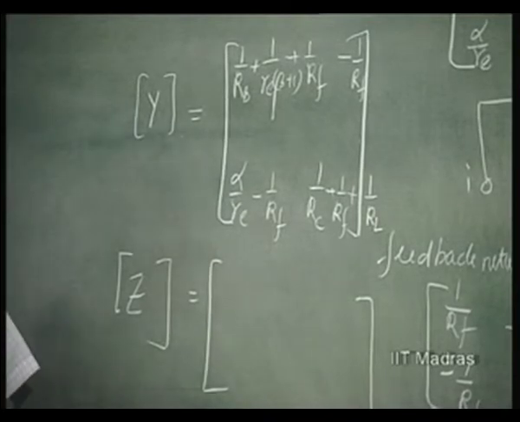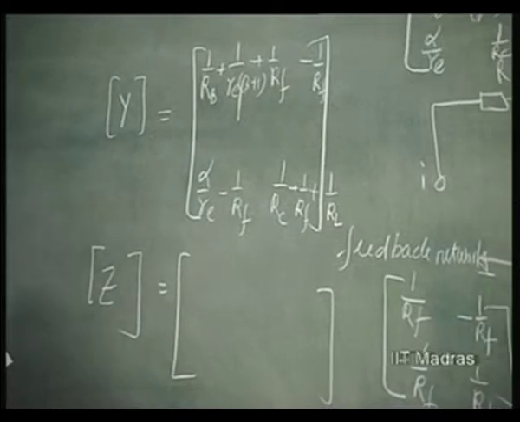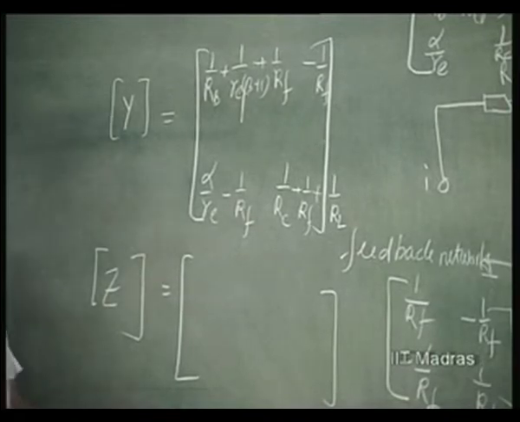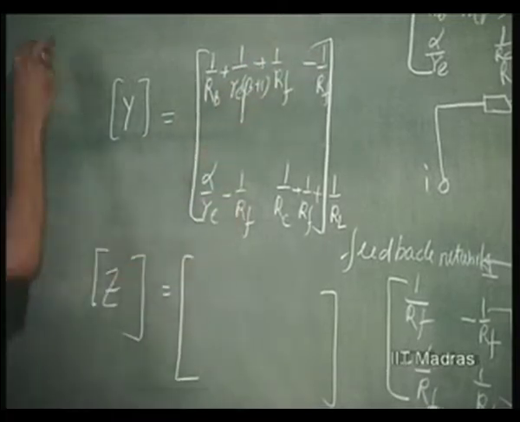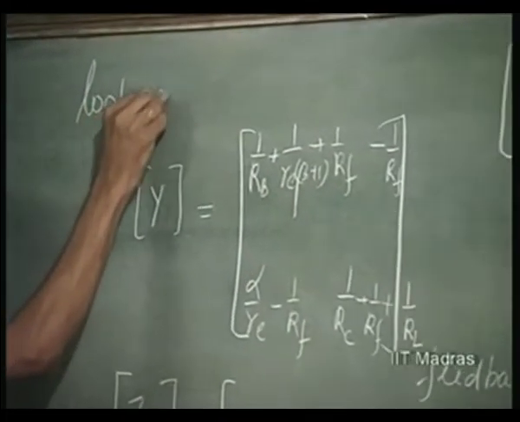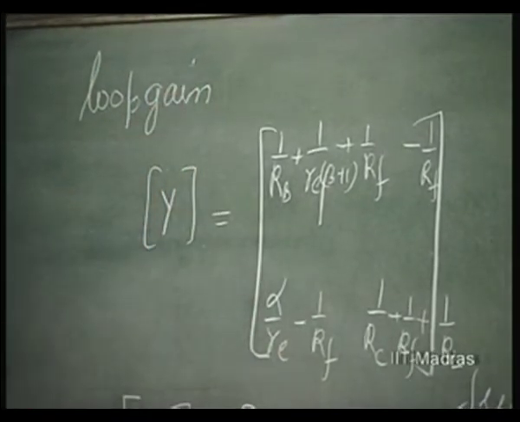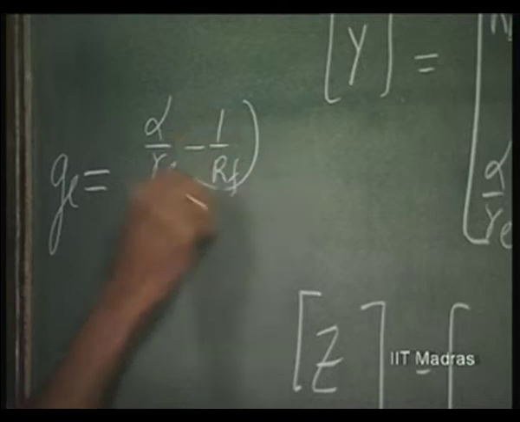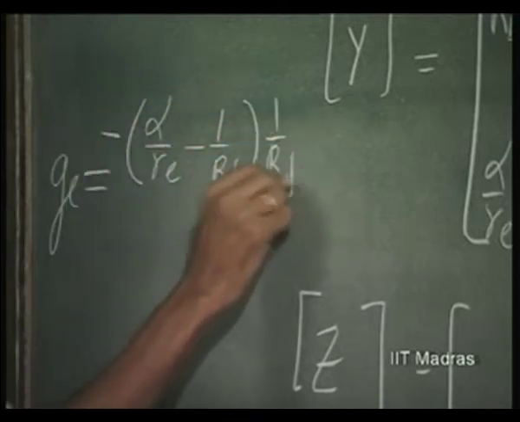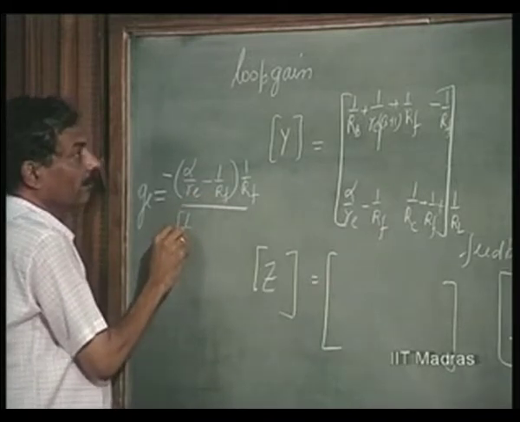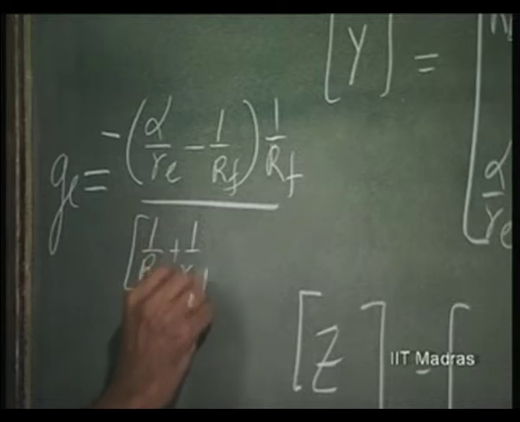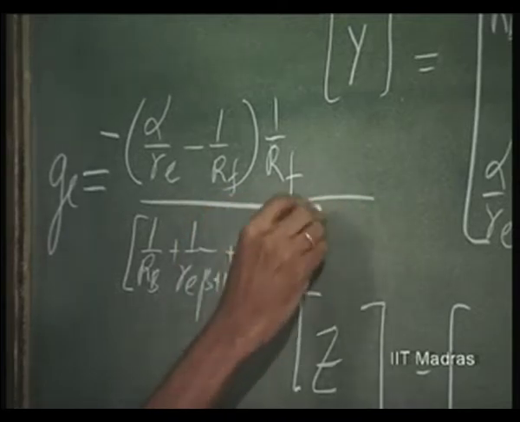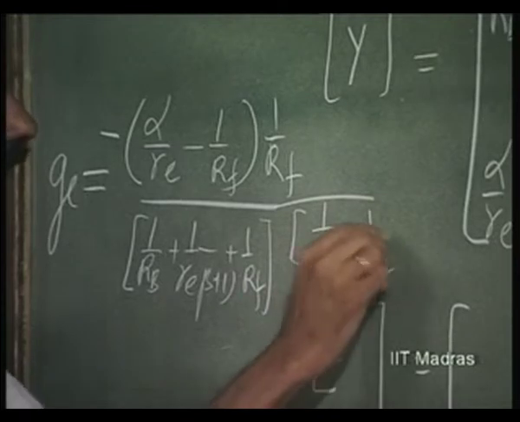Before I convert it into z, I will have to tell you something. I have to find out that it is negative feedback. It is going to remain negative feedback if this into this, that is the loop gain, is negative. What is loop gain? It is nothing but (alpha by Re minus 1 by Rf) into (minus 1 over Rf) divided by (1 over Rb plus 1 over Re into (beta plus 1) plus 1 over Rf) into (1 over Rc plus 1 over Rf plus 1 over Rf).